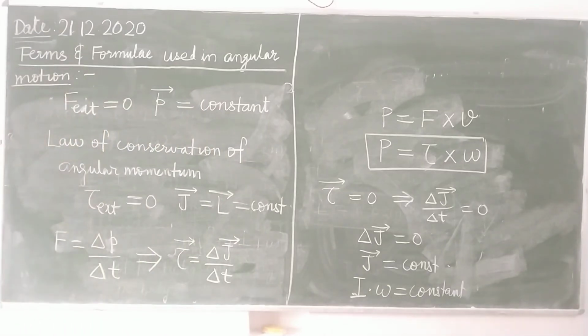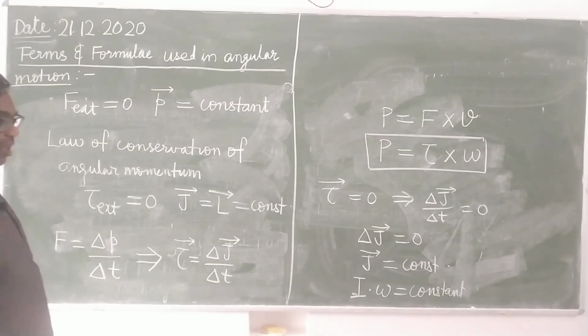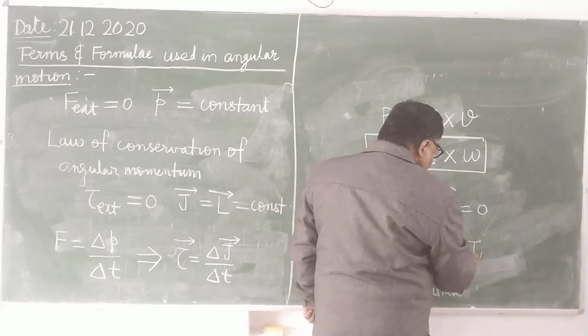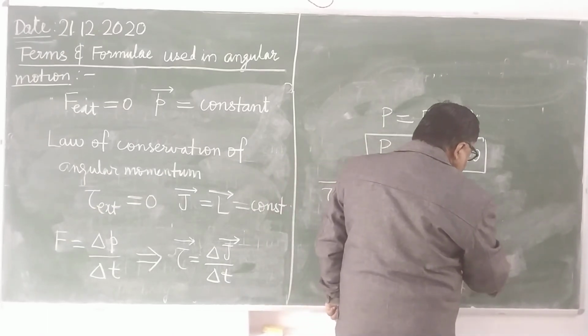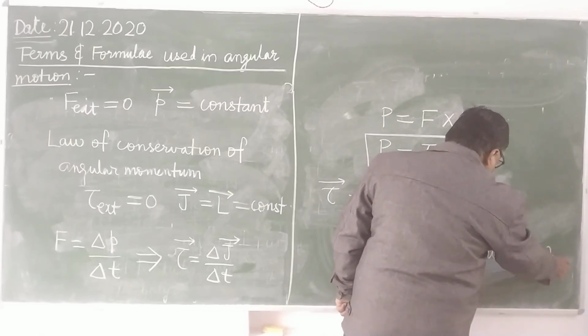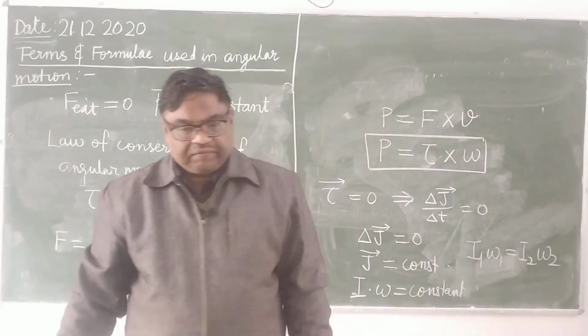So this is the law of conservation of angular momentum. If on any rotating body external torque is not acting, then its angular momentum about that axis of rotation will remain conserved. It will remain conserved. Means I1 into omega 1 equals I2 into omega 2. This way.